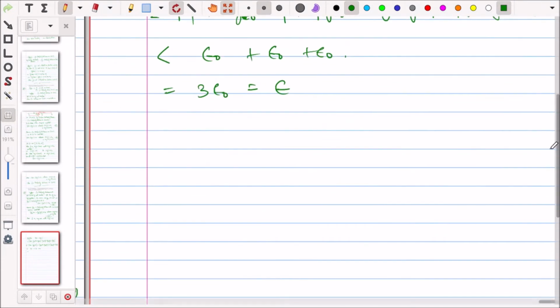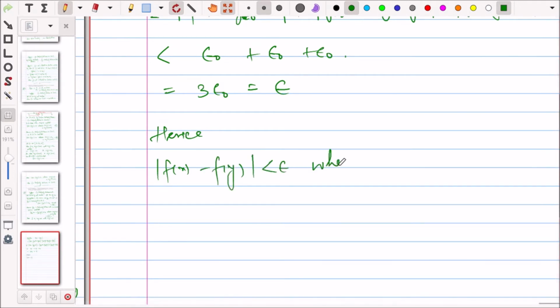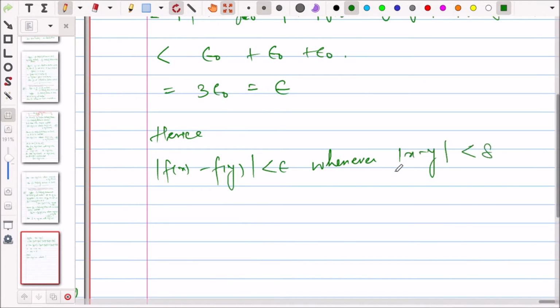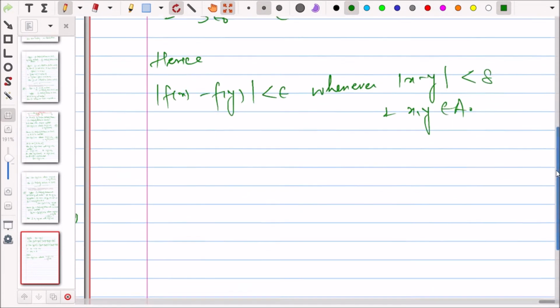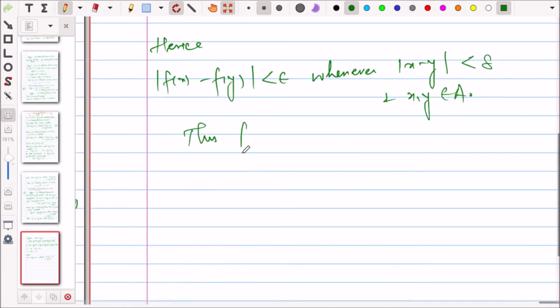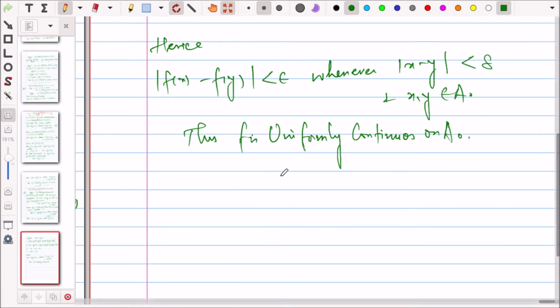So hence |f x minus f y| is less than epsilon whenever |x minus y| is less than delta and x, y belong to A. So thus f is uniformly continuous on A. So this completes our proof for question number 13.